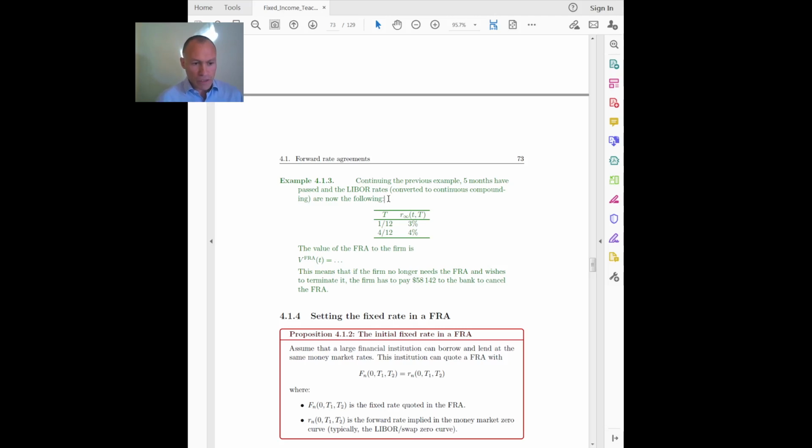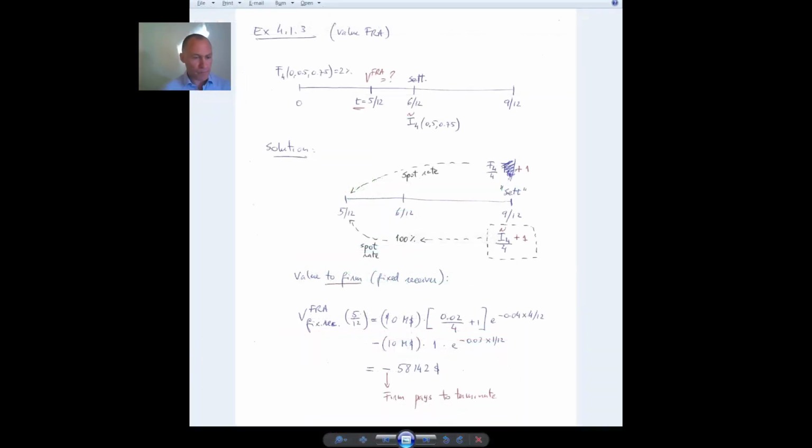So let's compute the value of the forward contract at that moment, 5 months after it has started. I will have to be careful with which side I'm computing the value to. So let's say I want to compute the value of the contract to the firm. Right, so let's go to the timeline here.